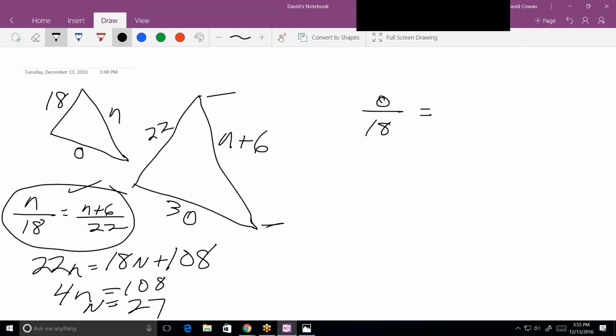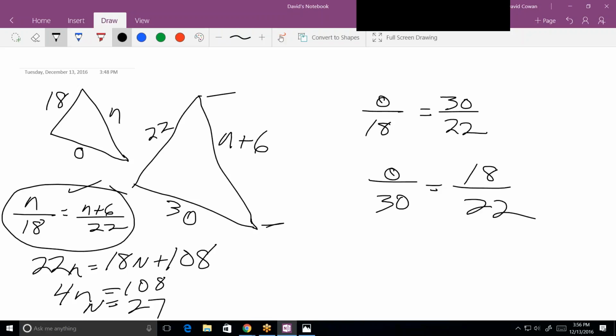Boy, you almost were perfect there. I love the fact that you put O in the numerator, because that means we're going to save a step. We don't have to cross multiply. But if I'm going to put O in the numerator, it's O is to 18 as 30 is to 22. Make sure you put the ratios of the correct sides. 30 is the corresponding side to O, as 22 is to 18. So I also could have said O is to 30 as 18 is to 22.